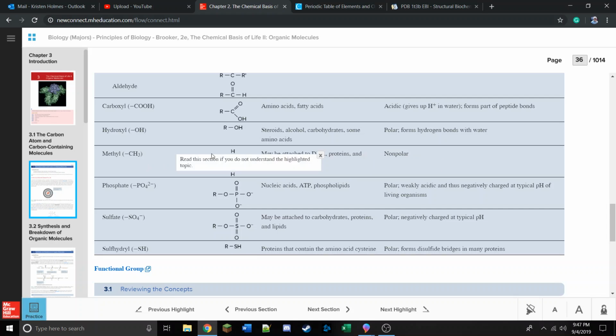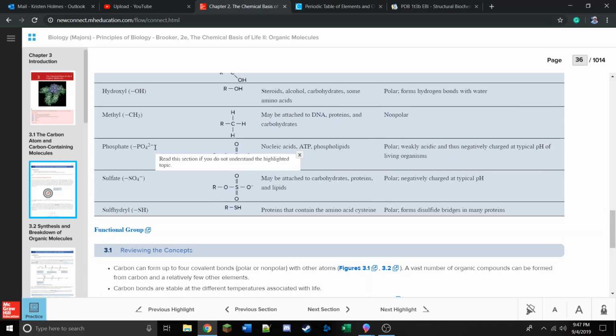Methyl is the only one out of these that's nonpolar, which again means balanced, non-water soluble, etc. Some are attached to DNA, proteins, carbohydrates. Nice little bond thing here. We have phosphate.